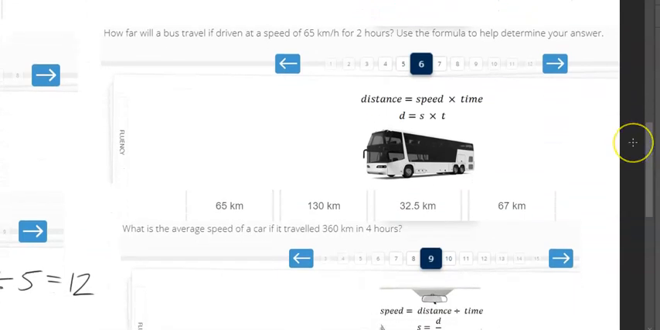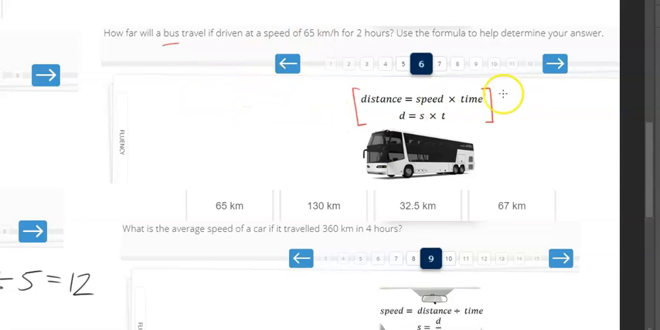Now we're going to look into questions that have some real life context to it. And this is where we can use algebra and a certain formula to help us out, in this case, distance traveled, depending on what the speed and what the time is for a certain, in this case, bus. So we're going to look at this. How far will a bus travel if driven at a speed of 65 kilometers per hour for 2 hours?